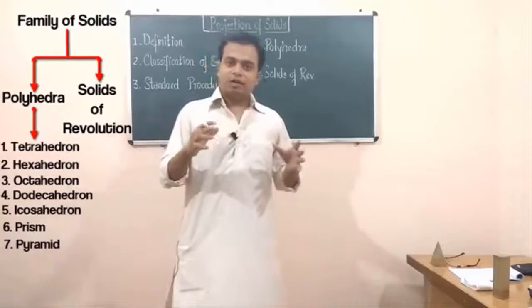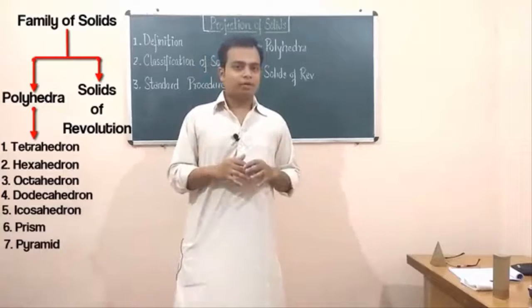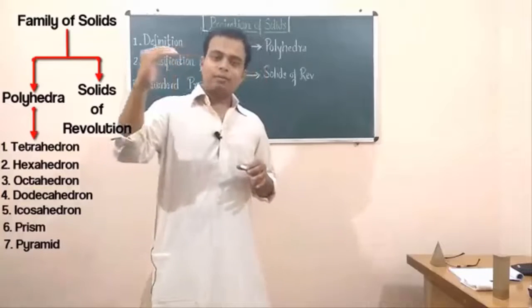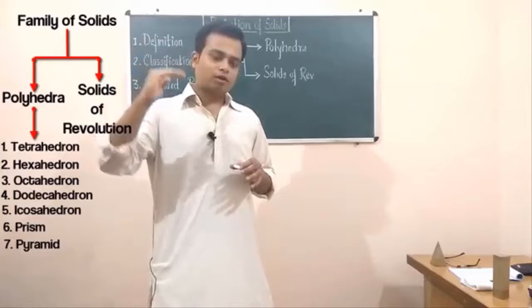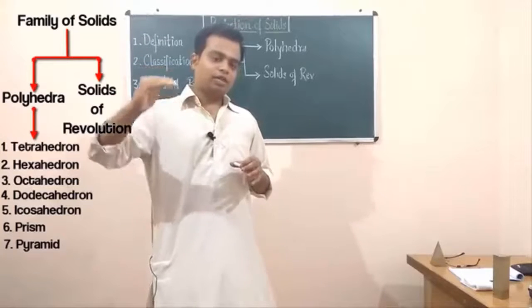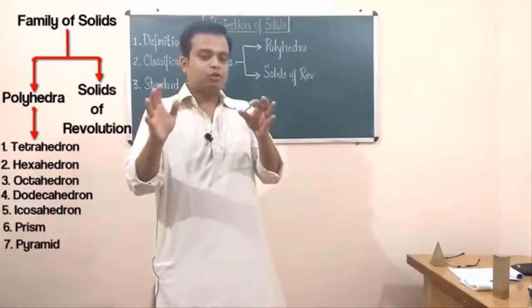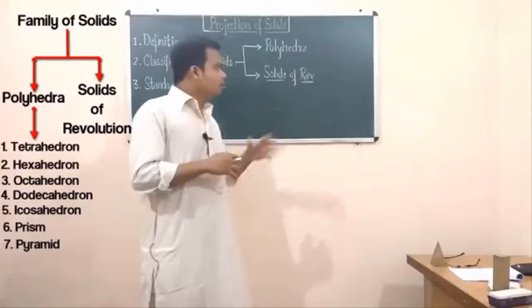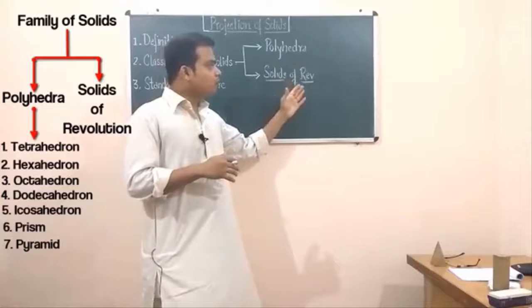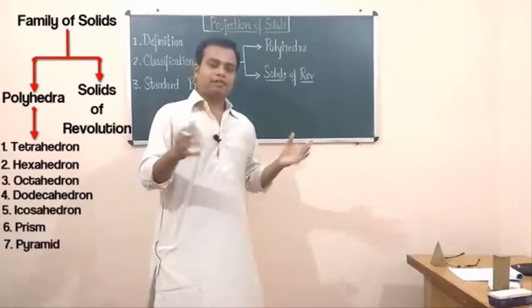So guys, until now we have spoken about 7 types of polyhedrons. We started off with tetrahedron, then hexahedron, then octahedron, then dodecahedron, then icosahedron, then prism, then pyramid. That's it. Those are the 7 types of polyhedrons. Now let's focus our attention on solids of revolution. How can you define that?